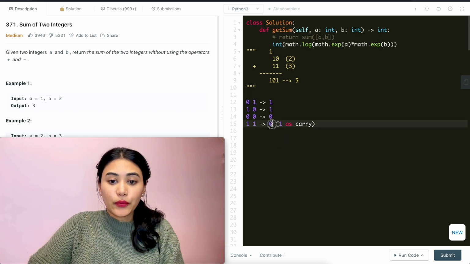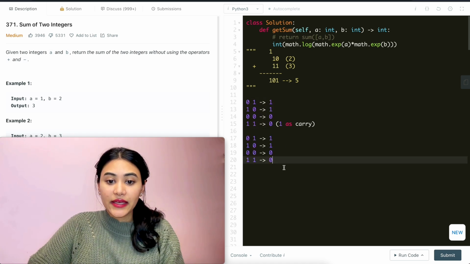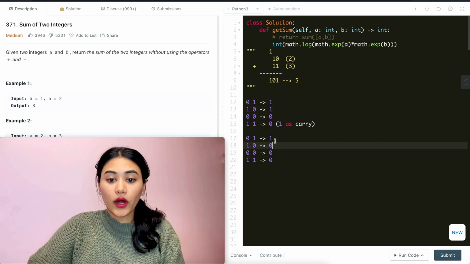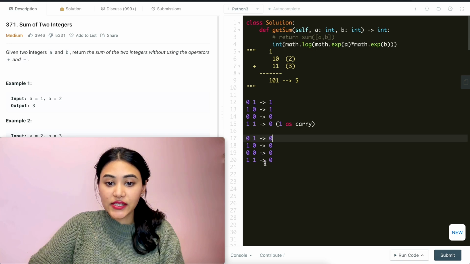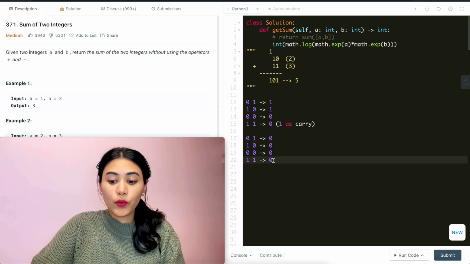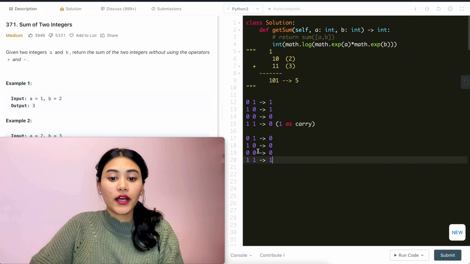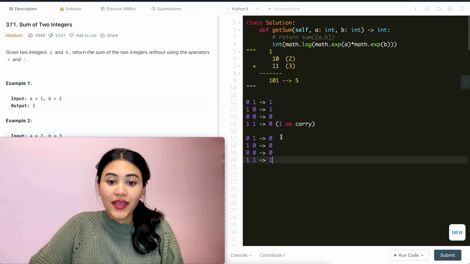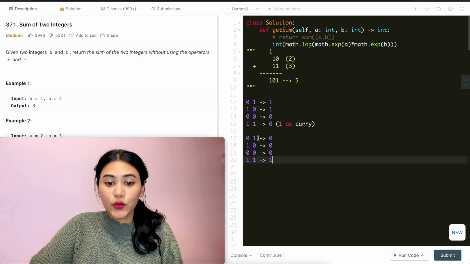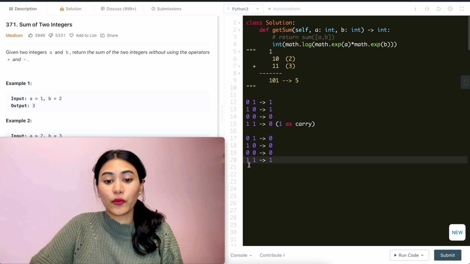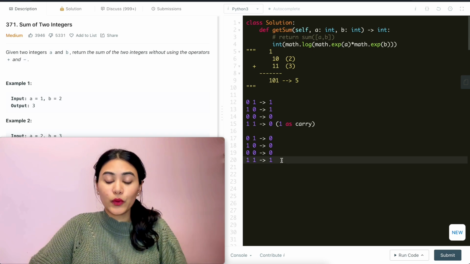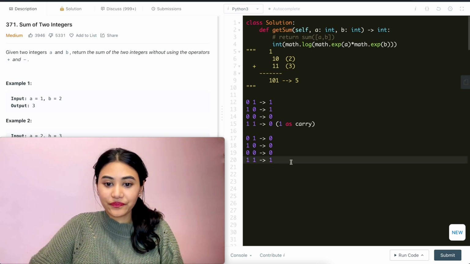The only time we would actually have a carry is if we have the 1, 1 condition. Otherwise, everything else is just 0. If we have a 1, 1, then our carry would be 1. Otherwise, we have no carry. And this is the logical AND. 0 and 1 is 0, 1 and 0 is 0, 0 and 0 is 0, and 1 and 1 is the only time we would actually output 1.